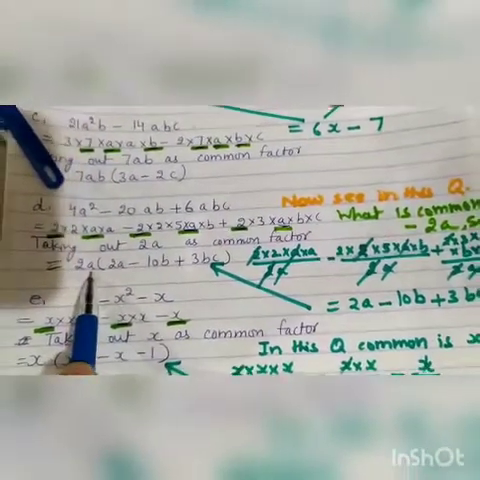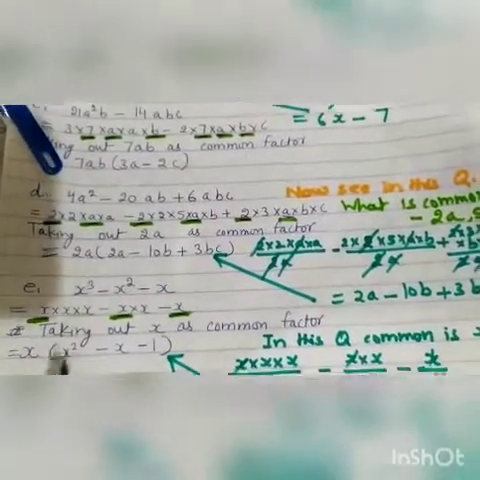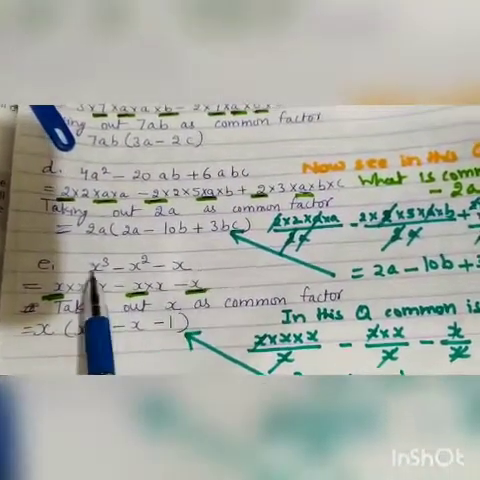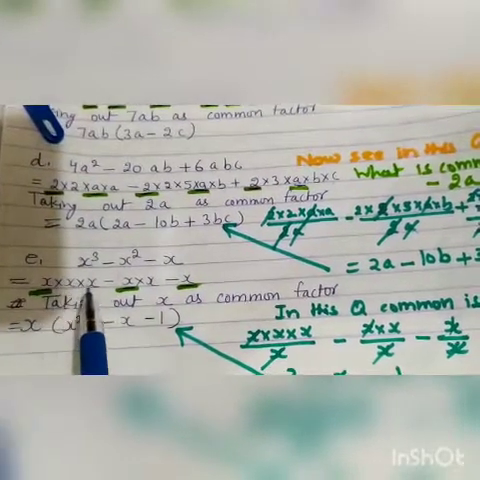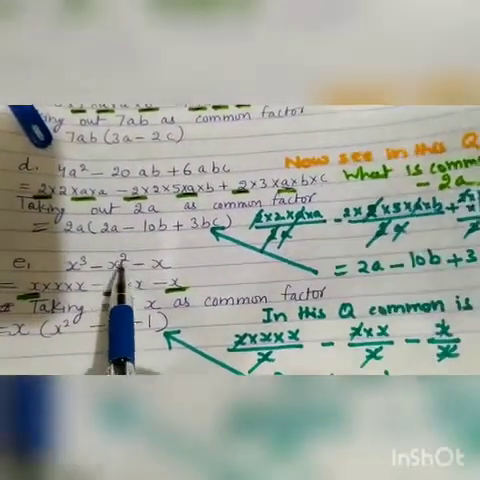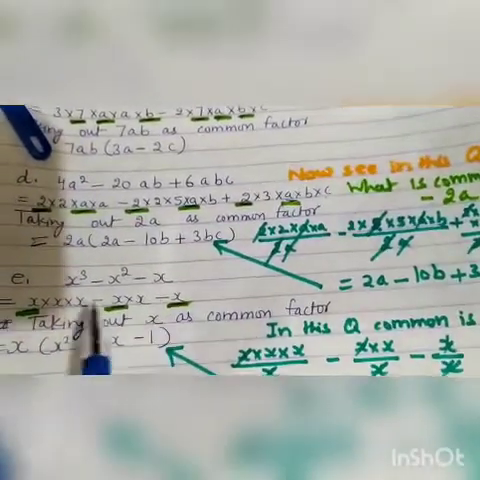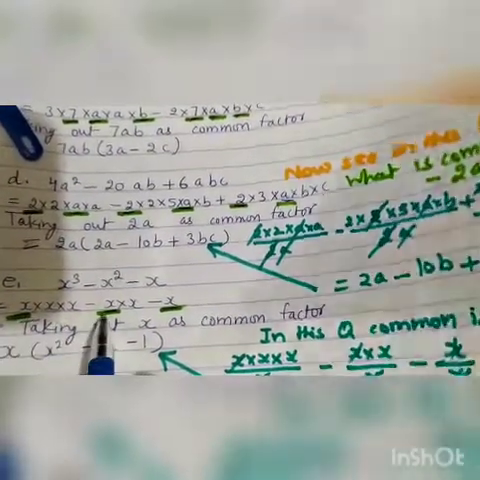I think now it is clear. Next part, x cube minus x square minus x. This x cube will be written as x multiply x multiply x, minus x square can be written as x multiply x, minus x. Now take common x.